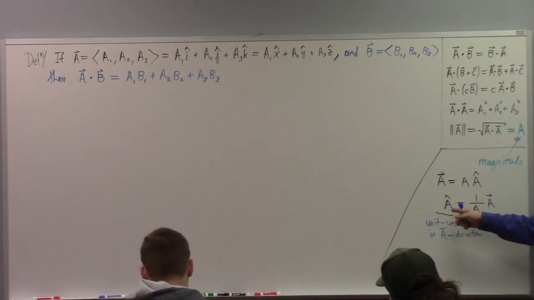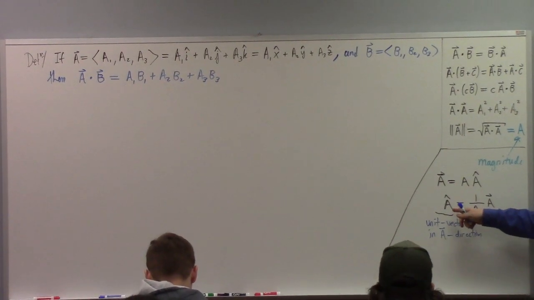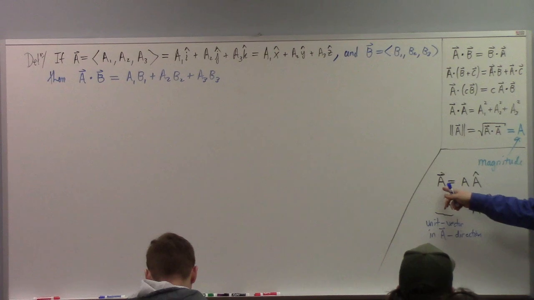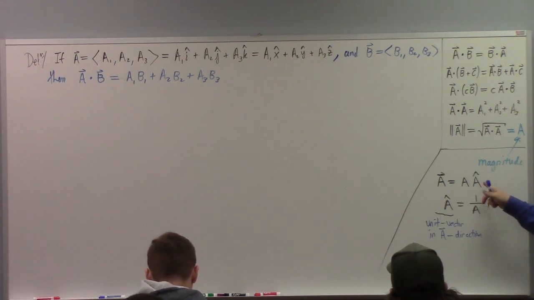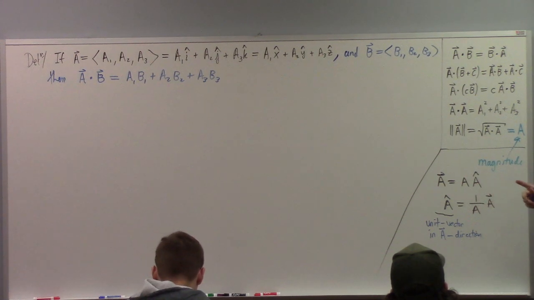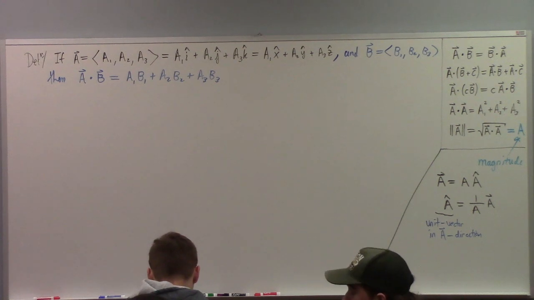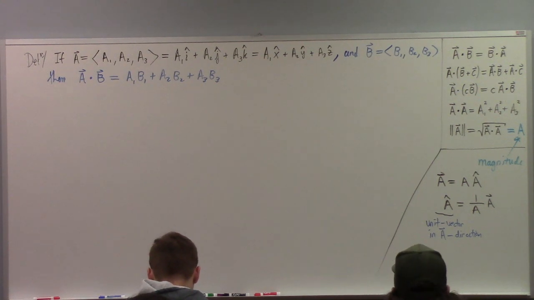So this right here is the unit vector, and any vector can be written as a magnitude times its unit vector. I keep saying any vector, but that's a lie. When is it not true? Which vector can I not write as a magnitude times the direction? Which vector has an undefined direction? The zero vector? The zero vector, right.